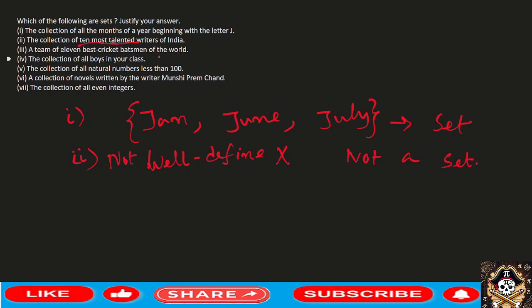Now go to the third example. A team of 11 best cricket batsmen in the world. Again, here you see 11 best cricket batsmen. Here, best cricket batsmen, we cannot define that. Some batsmen are good in hitting six, some are good in playing test matches. So we cannot decide who are the best. This is also a not well defined collection. And so it is not a set.